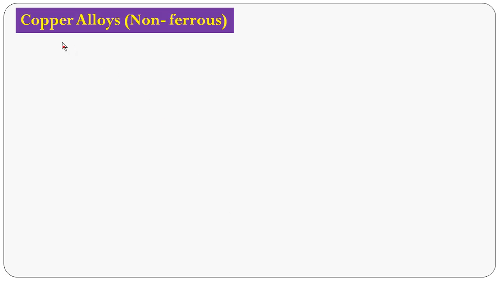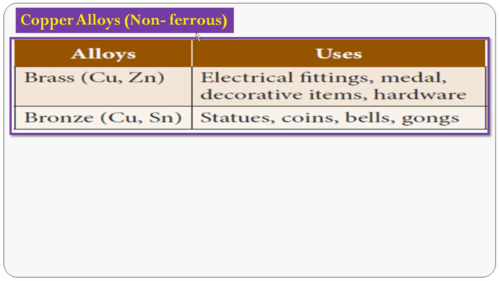Now first one, copper alloys. Copper alloys do not contain iron. First one, brass. Brass means copper and zinc. It is used in electrical fittings, decorative items and also hardware wires. Then bronze. Bronze is a metal mixed with copper and tin. It is used for statues, coins, bells and horns.